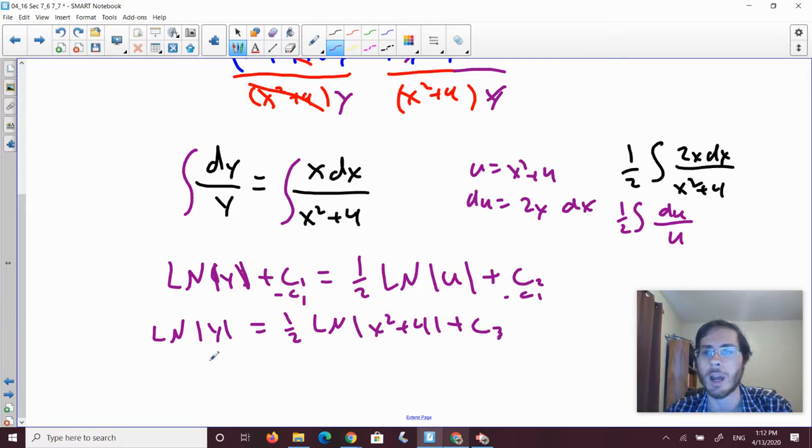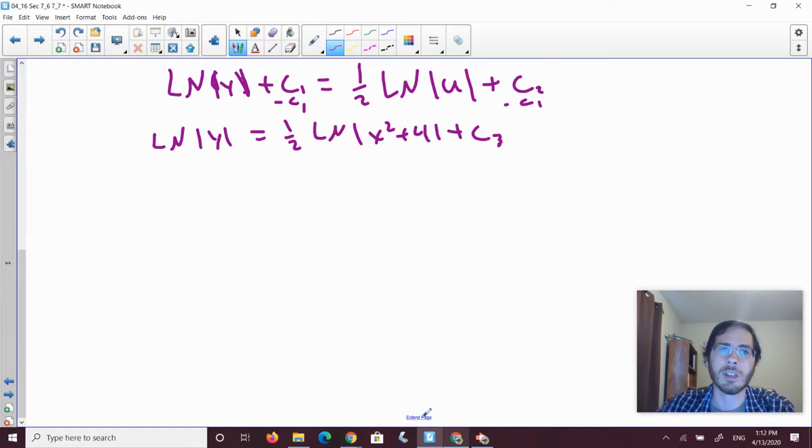So that means we want to try and get y by itself. So let's go ahead and get y by itself. In order to get rid of the ln, we know the opposite of ln is e, so we're going to do e to both sides. So that's going to give us, well, absolute value of y. So that's a good thing.